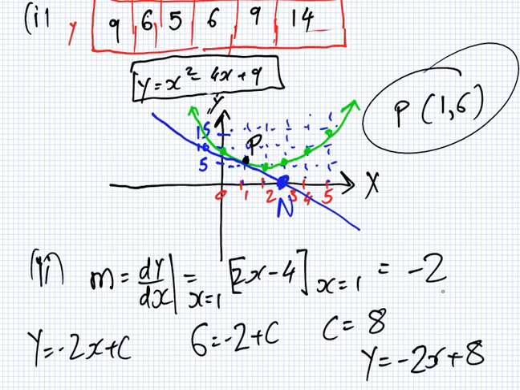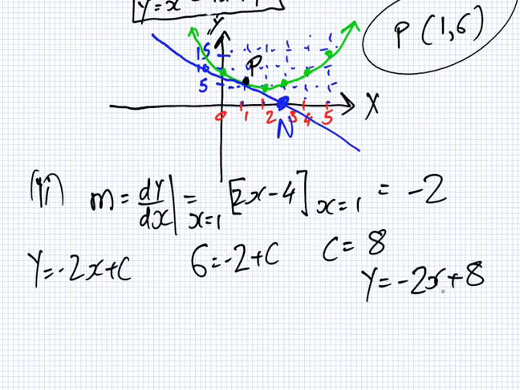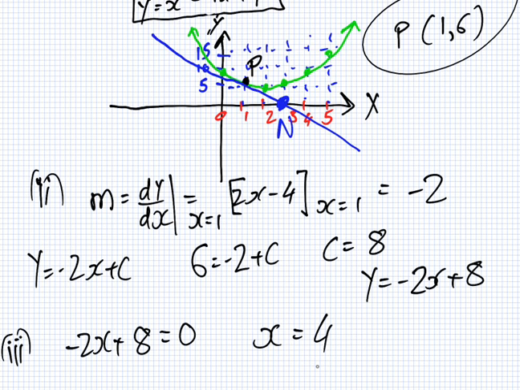Okay? That's part 2. Part 3 is find the N. So that means find where your line crosses the x-axis. So you just need to solve this. So that means x equals 4.